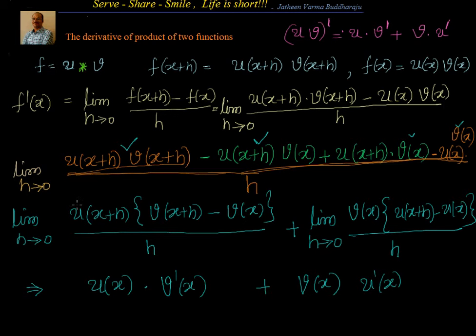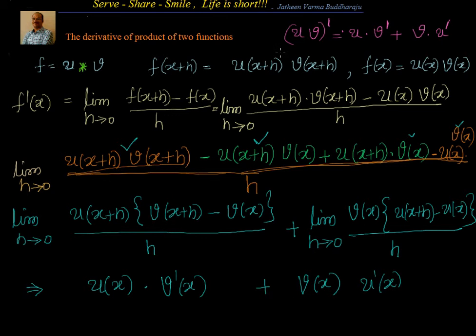Now if you look at this one, this can be written as one more step where you can say this is limit h tends to 0 u of x plus h into limit h tends to 0 v of x plus h minus v of x by h. We know that u of x is continuous because it's differentiable. So u of x plus h as h tends to 0 is u of x. And this is the definition of derivative. So it is u of x into v dash x plus v of x into u dash x.